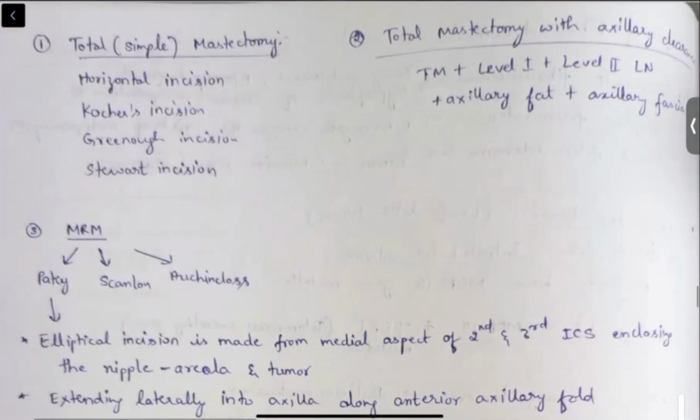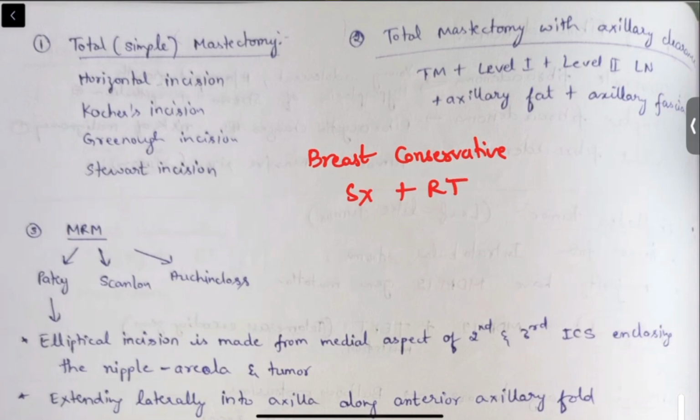Okay, now coming to surgical procedures. Just like I have told you before, breast conservative surgery plus radiotherapy is our main goal in order to control the local disease. Under breast conservative surgeries, we will go for mastectomy. In mastectomy, there are various types. We'll study it one by one.